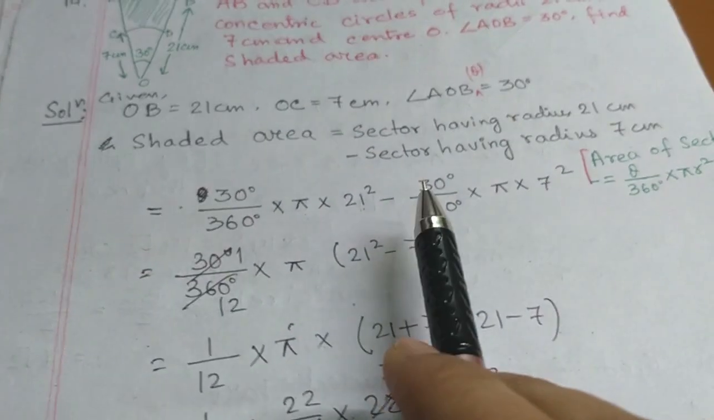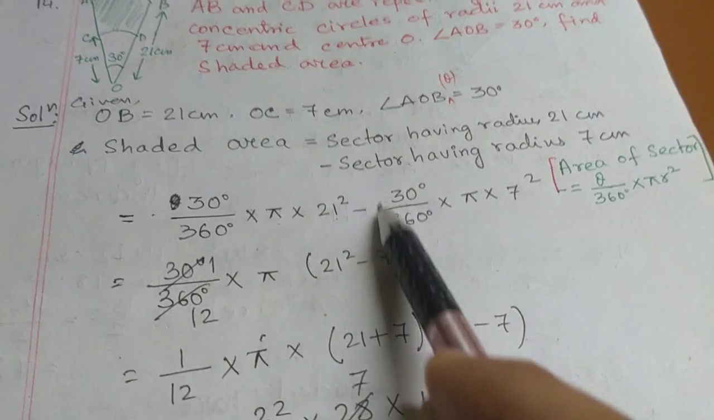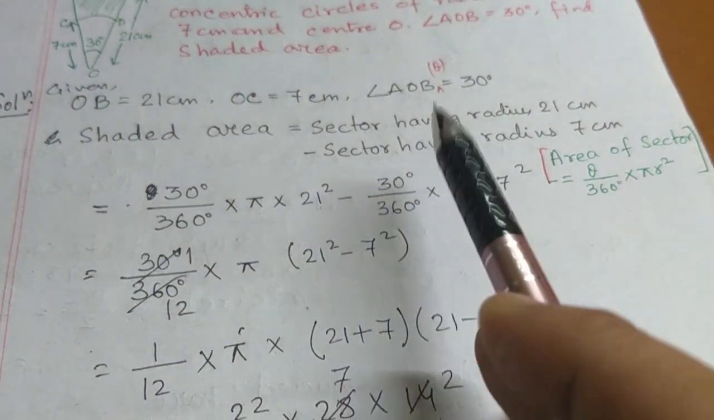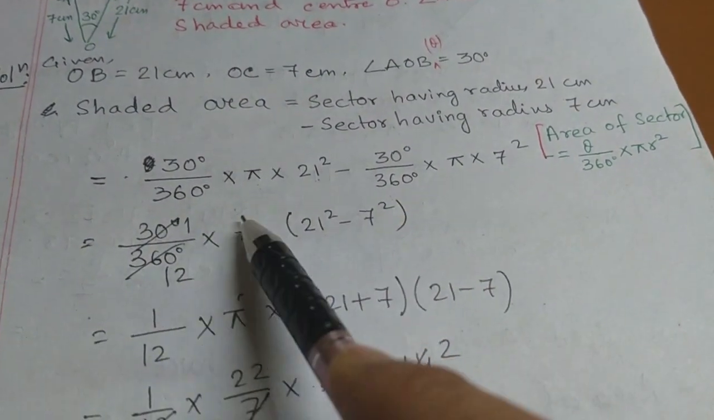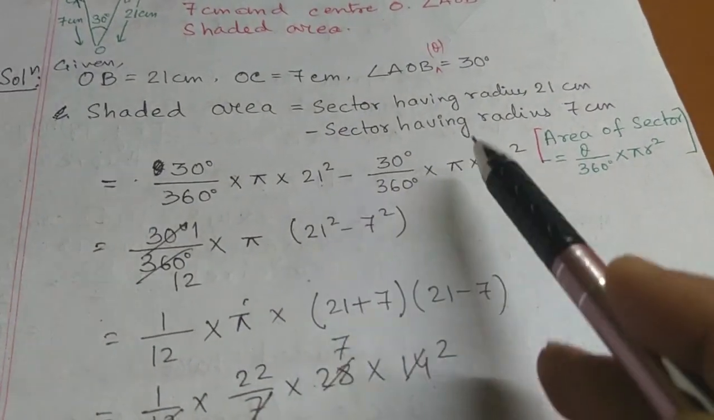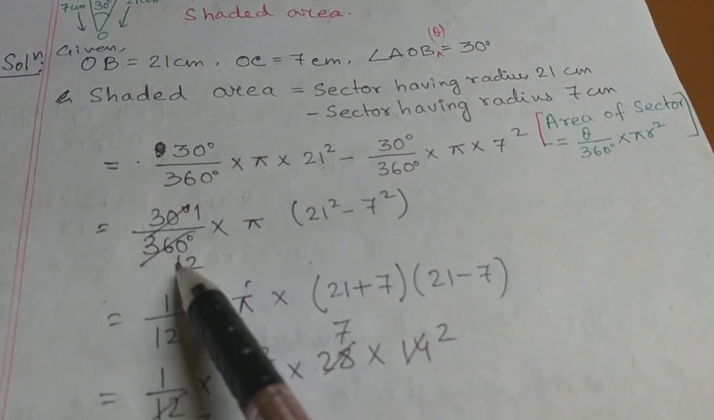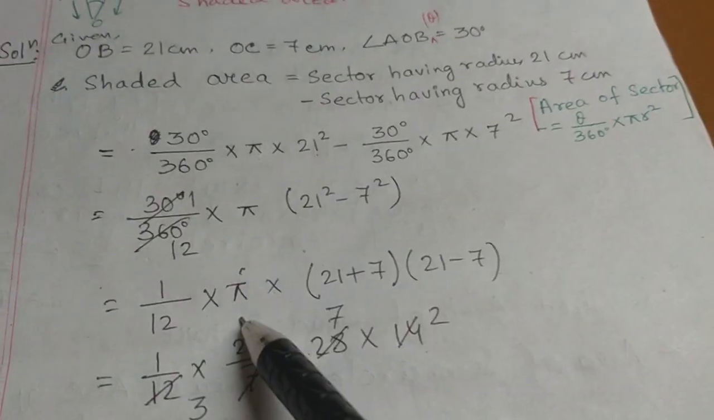Next, from the next line I will take this whole thing common. 30 by 360 pi, both have it, so I will take this common. What will remain? I am taking common 30 by 360 into pi, and what will remain is 21 square minus 7 square, in bracket. Now 30 and 360 gives 1 by 12. Pi value still I am not putting.